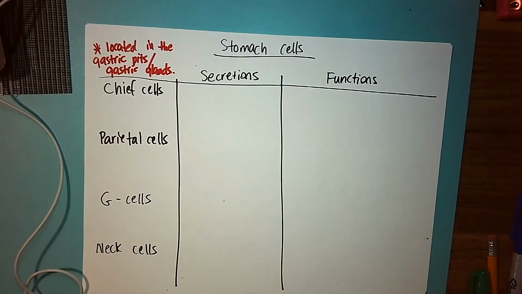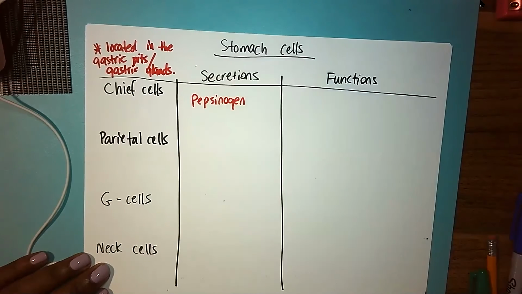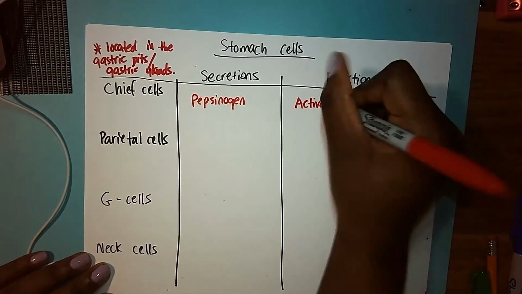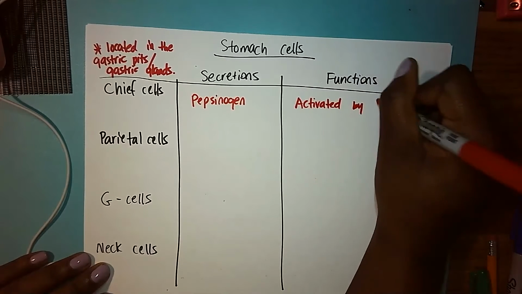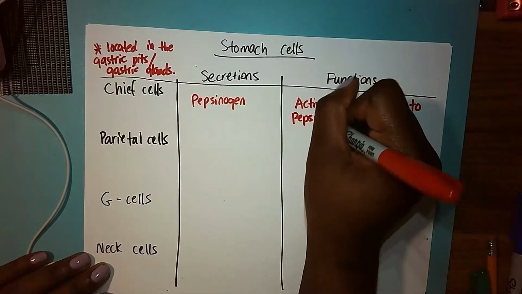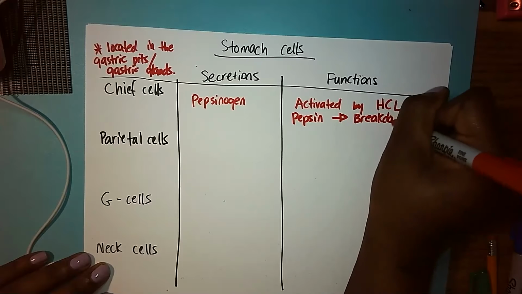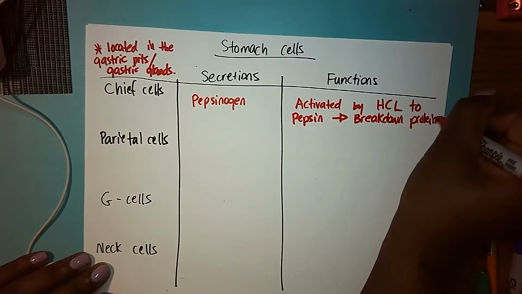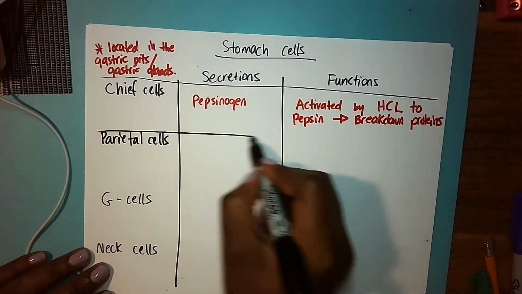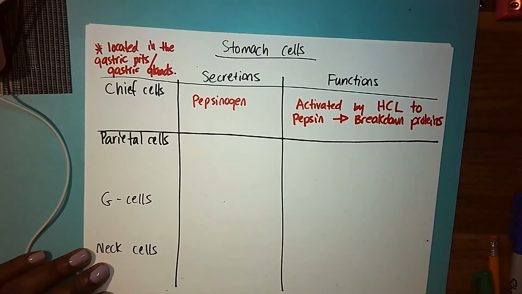So the chief cells secrete pepsinogen. The function of pepsinogen, we just went over this, is that first it's activated by the hydrochloric acid of the stomach to pepsin, and then the function of pepsin is to break down proteins. So pepsinogen is the inactivated form of pepsin, which breaks down proteins when it's activated by hydrochloric acid.